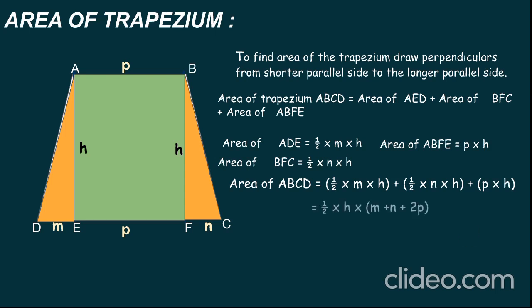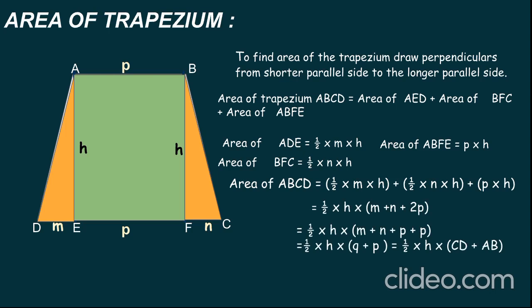So taking half H as common, we will be left out with M plus N plus 2P. Now let us split 2P, half into H into M plus N plus P plus P. So we know that M plus N plus P is CD. So let us mark the length of CD as Q. So replacing M plus N plus P in the above step, we will get half into H into Q plus P. So Q is the length of CD and P is the length of AB.